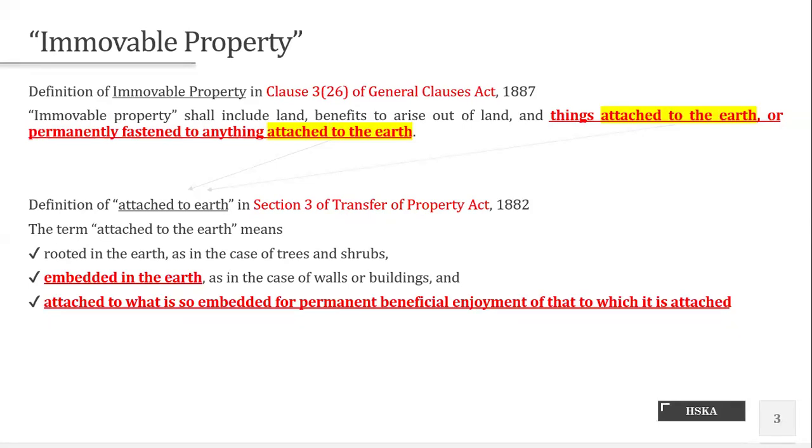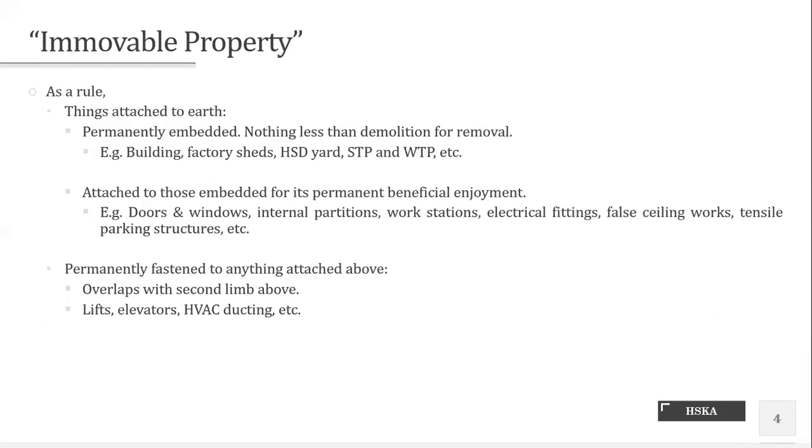I know this is a little complicated. So I have broken this down into various aspects as to how we read it and when a particular object becomes an immovable property. As I said, this is like a thumb rule which I thought is easy to understand. As a rule, anything that is attached to the earth. So the first leg is what is permanently attached, permanently embedded. Here, nothing less than demolition is required for its removal.